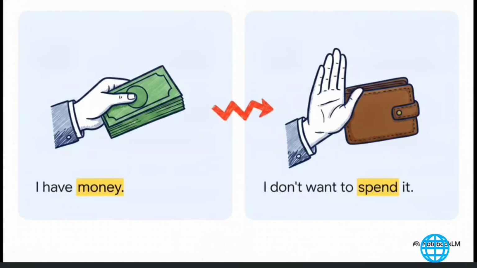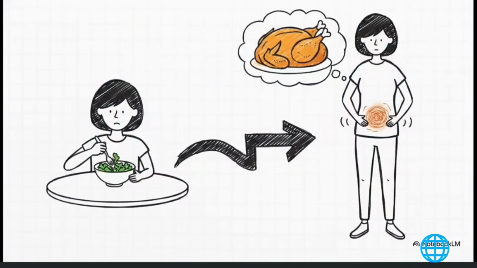Here is a fantastic example of a concession, or an unexpected result. I have 500 rupees. Nonetheless, I don't want to spend it. Normally, having money leads straight to spending it, but nonetheless is used here to present a point that runs completely counter to what that first clause suggests. It introduces a restriction despite having the funds. Your core contrast and concession transitions are, however, nevertheless, nonetheless, still, yet, and even so.